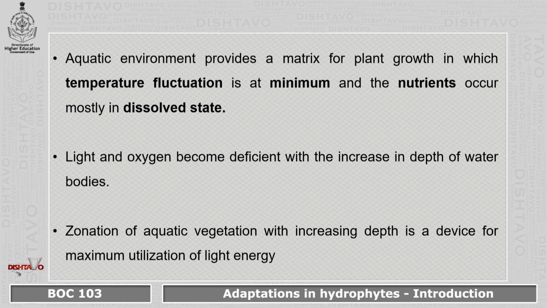The aquatic environment provides a matrix to these plants wherein temperature fluctuation is minimum. At the same time, there is equal distribution of nutrients, mostly in dissolved form. Light and oxygen become deficient with increase in depth of water bodies. As we go deep down, the light intensity is very, very low. That is the reason you have zonation of aquatic vegetation. You will find some plants that are found at a certain depth.